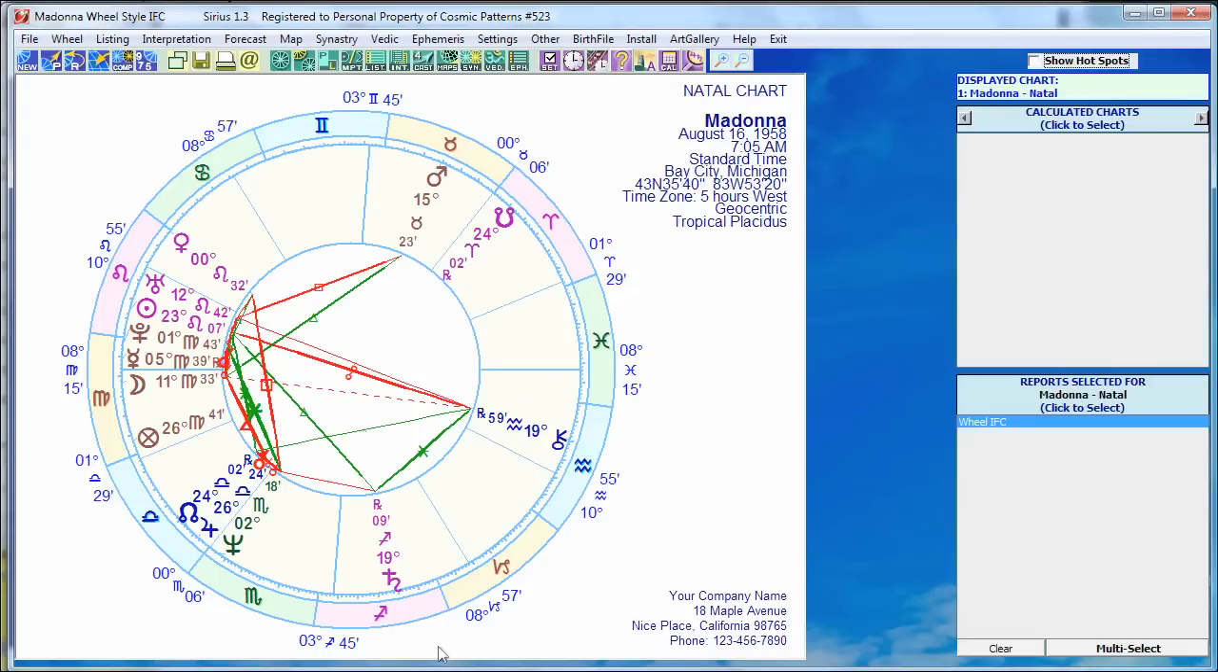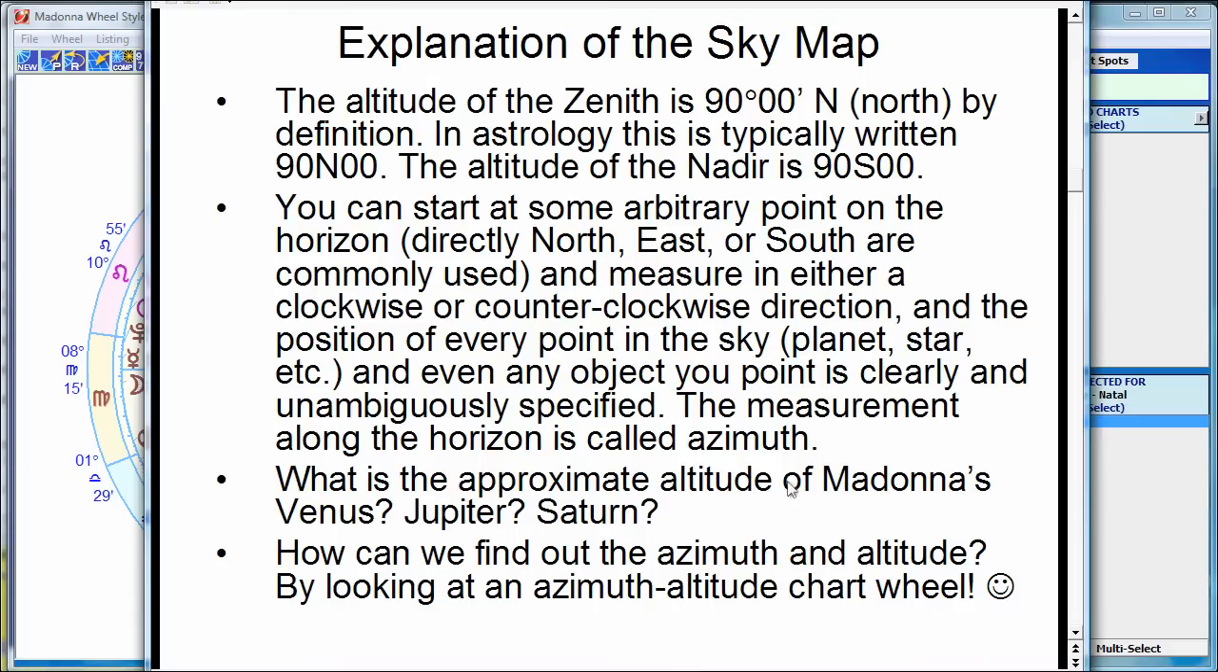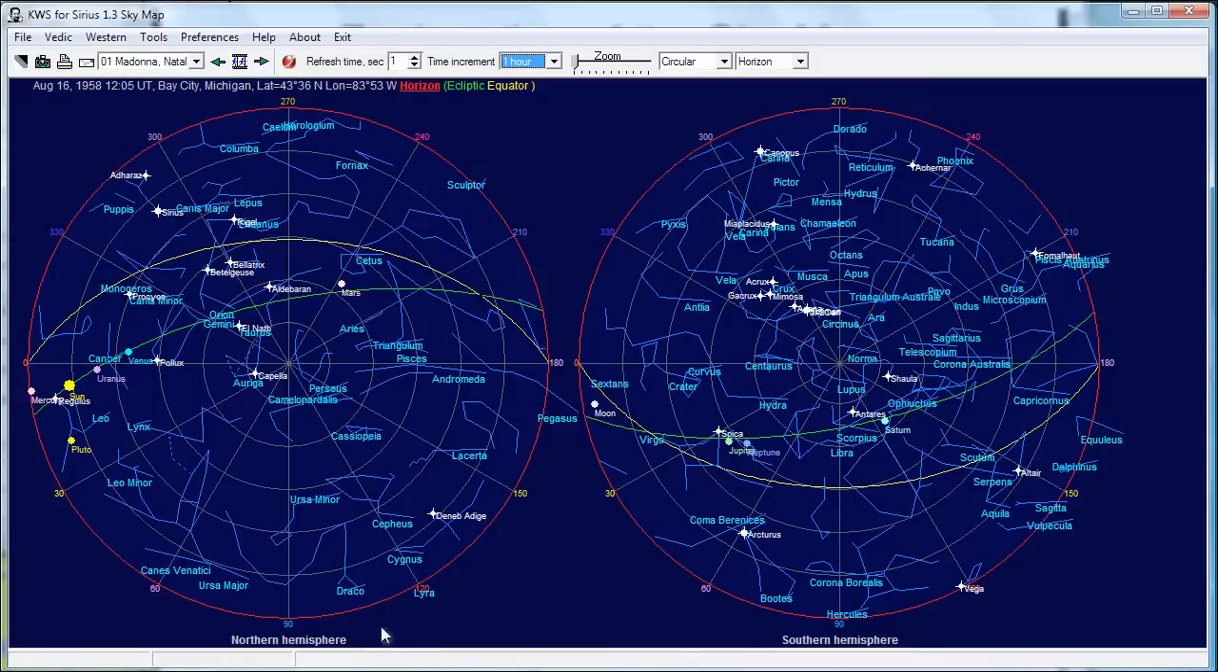So, first question here is approximate altitude of Venus, Jupiter, Saturn. All right, what do you think? Here's Venus. Where'd it go? There it is. I just talked about that. What do you think its altitude is?